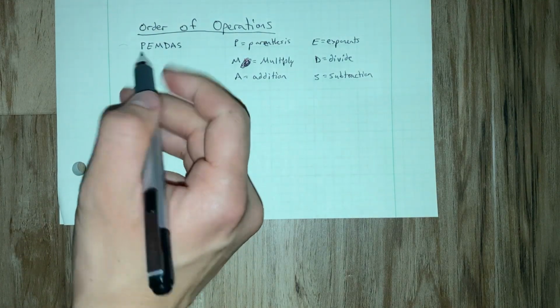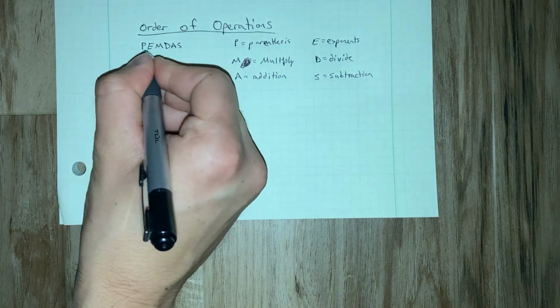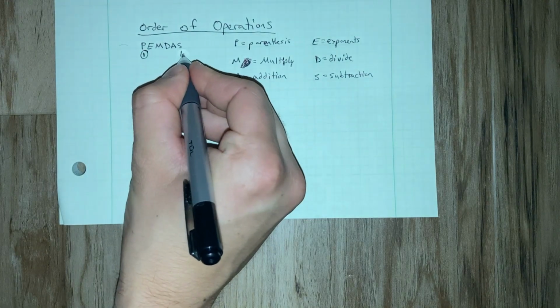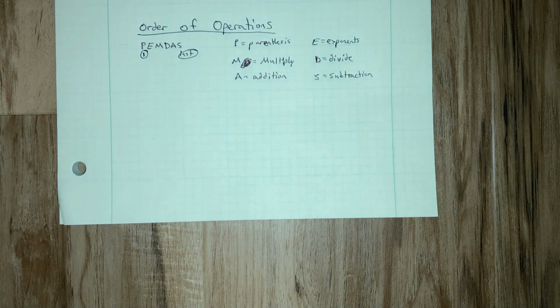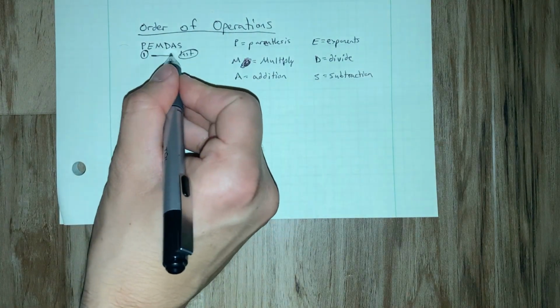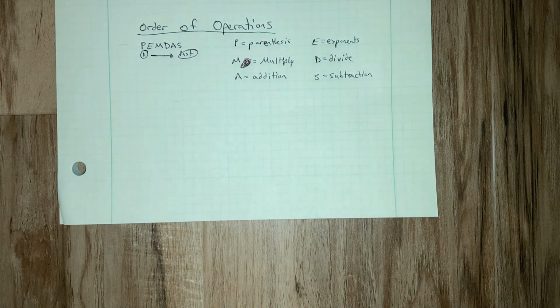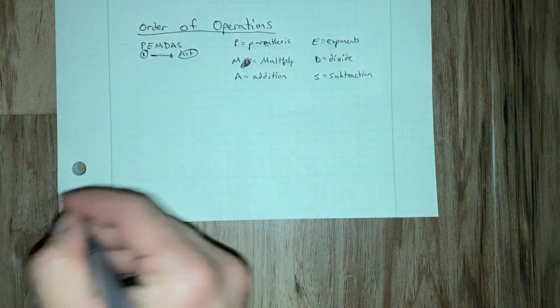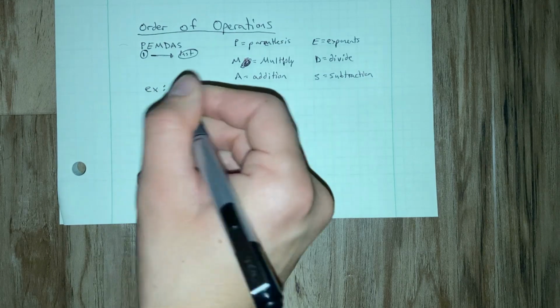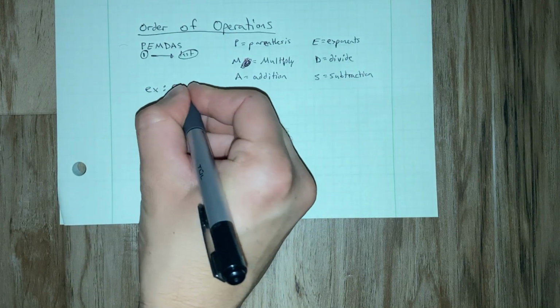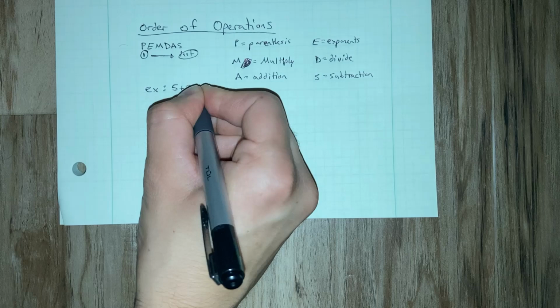So since P is first, we do this one first, and S is last. Okay. We go in this order, so that's first to last. So let me give you a quick example: 5 plus 2 times 3.